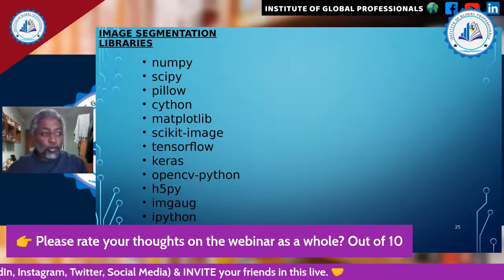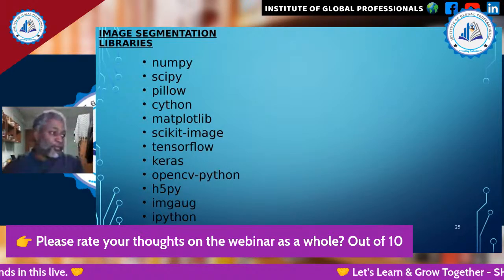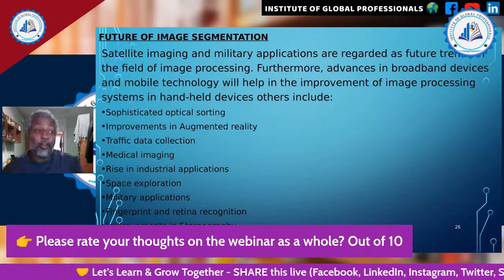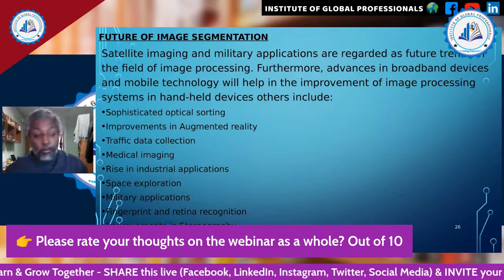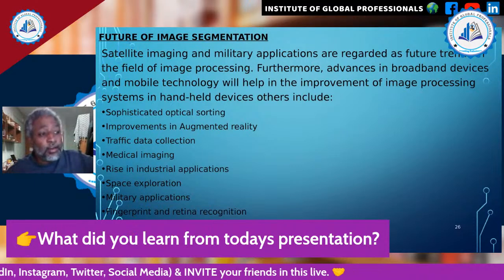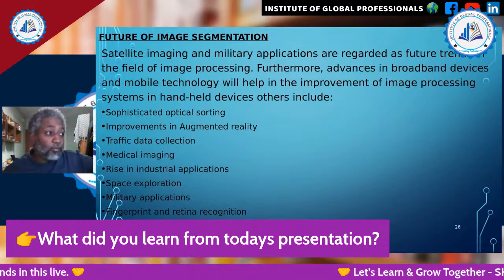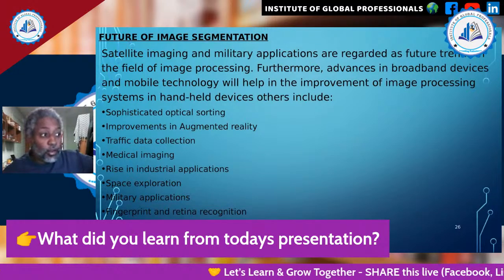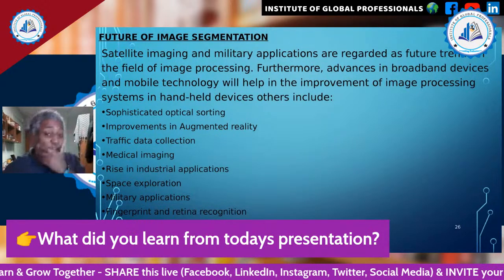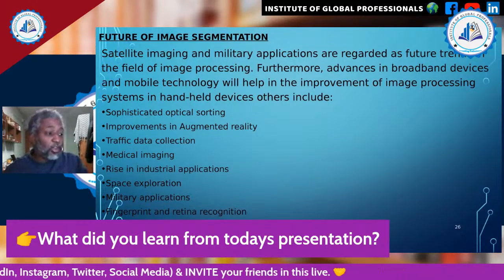Okay, now what is the future of image segmentation? From here I decided to summarize. Satellite imaging and military applications are regarded as future trends in the field of image processing. Furthermore, advances in broadband devices and mobile technology will help in the improvement of image processing systems in handheld devices. Others include sophisticated optical sorting, the eyes, the retina, improvement in augmented reality, traffic data collection, medical imaging, rise in industrial applications, space exploration.